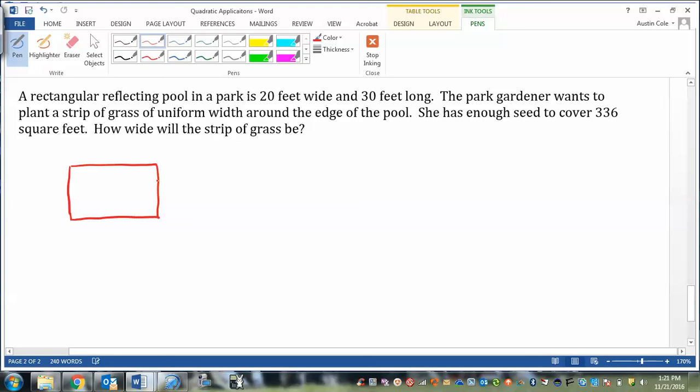The dimensions are 20 by 30. The park gardener wants to plant a strip of grass of uniform width. What's uniform width? Equal width, all the way around it. Okay, so this gardener is going to plant a strip of uniform width of grass all the way around this thing. That doesn't look very uniform.